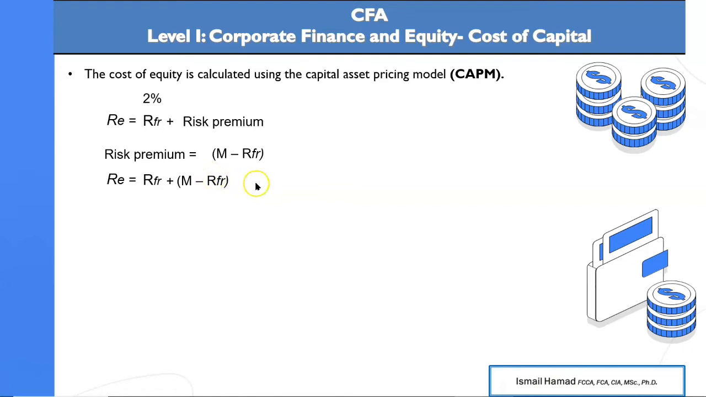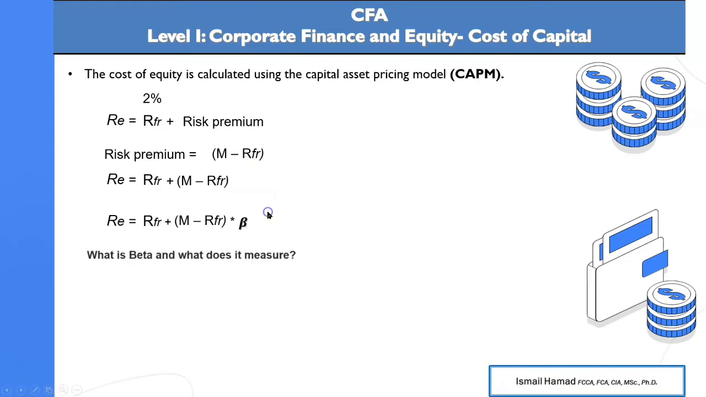If on the other hand, my company is less risky than the market, then here will be less than 1. Let us say 0.9. 0.9 times 8% will give 7.2%. So I will get less than the market. So it all depends on the risk profile here, which we call beta. We multiply the risk premium by beta.